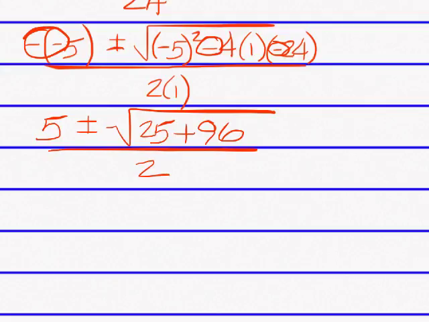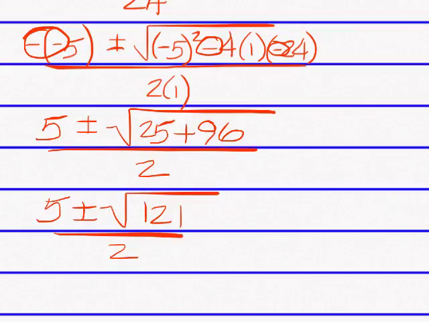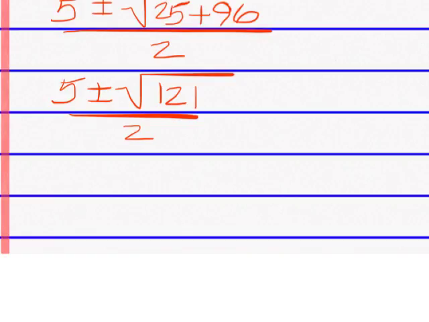From here, it's very simple. You're going to have 25 plus 96. 25 plus 96 is 121. And since we're just starting out on these, I've made all the answers come out to be integers. You won't have any fractions or decimals yet. The square root of 121 is 11.